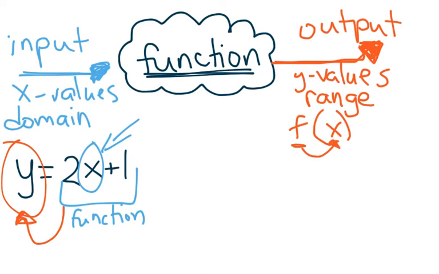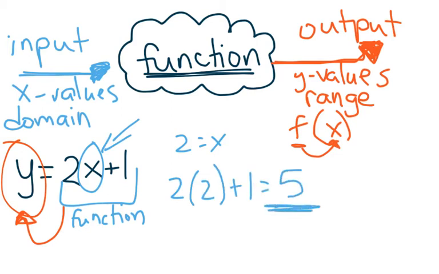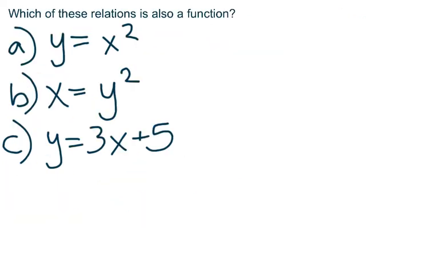Anything that I put into this function will give me exactly one value out. So every time I put in the number 2 for x, 2 put into this function, goes through the function machine, will give me 5 every single time. It's not that sometimes I will put in 2 for x and I'll get a 4 or a 3 or a -5. A 2 inputted into this function will always give me exactly one unique value, and in this case it would be 5. Which of these relations is also a function?